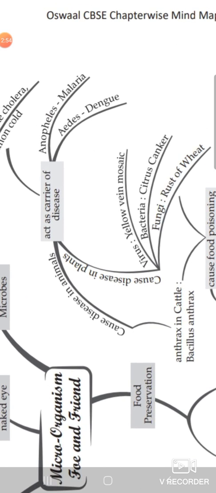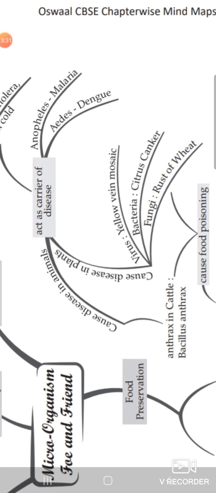Then diseases in animals: anthrax in cattle, and the name of the bacteria is Bacillus anthracis. Bacillus anthracis is one of the bacteria which causes anthrax disease in animals. Now some organisms cause disease in plants: virus, yellow vein mosaic; bacteria, citrus canker; and fungi, rust of wheat. Dear students, these three, yellow vein mosaic, citrus canker, and rust of wheat, are plant diseases. So clear about that, dear students.